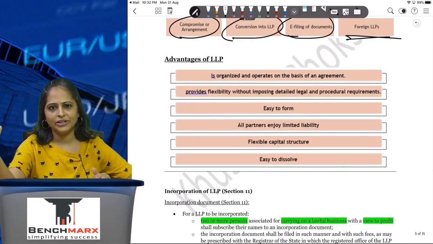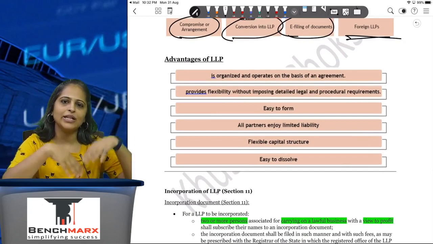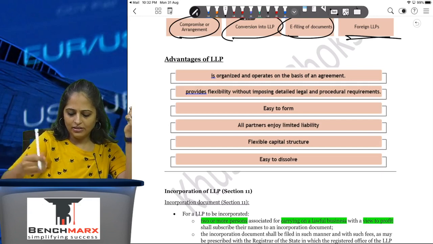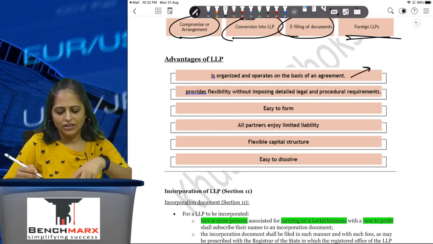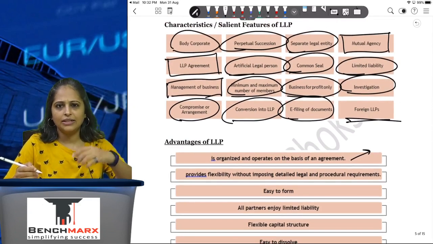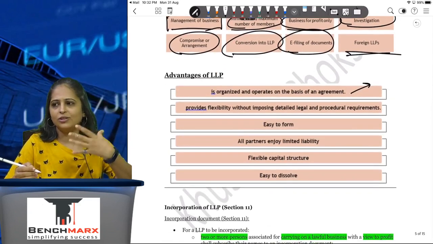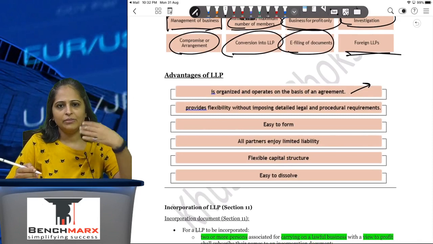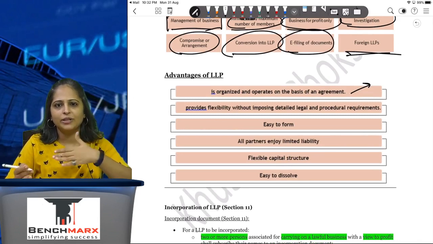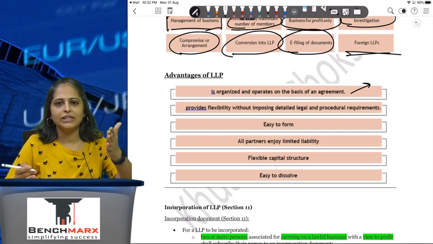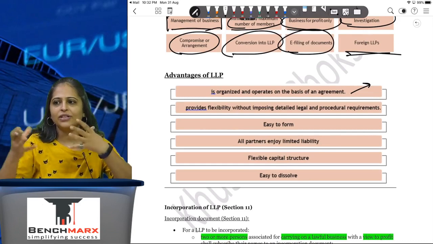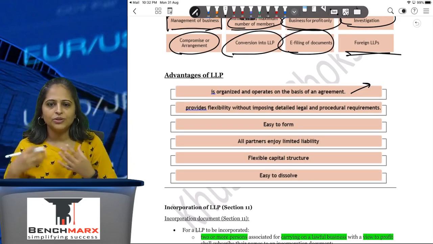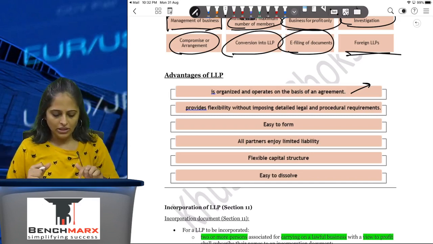Now, what are the advantages of the LLP form of organization? Again, you'll see all of these things are quite repetitive. It operates on the basis of an LLP agreement, and does not have a memorandum, articles, all those big documents. It has the flexibility of partnership, as I said in the beginning. You have an agreement between the partners, and you can have the agreement the way you want to. That is the flexibility that is given here.